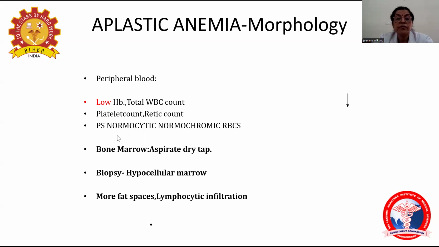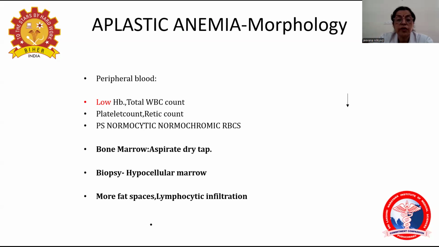If we look at the peripheral picture of a case of aplastic anemia, we need to see the RBCs. The RBCs are normocytic, normochromic. So they are normal in size and the chromasia is normal. So the MCV is normal, MCH is normal. So this is a type of normocytic, normochromic anemia. A bone marrow aspirate is done, it yields a dry tap. So we do not get any material or only blood.